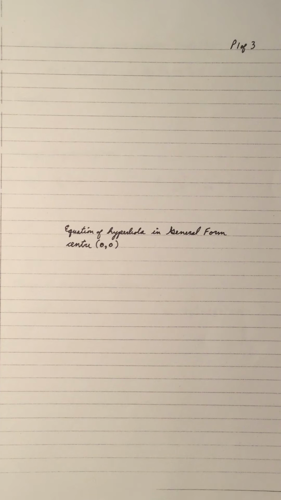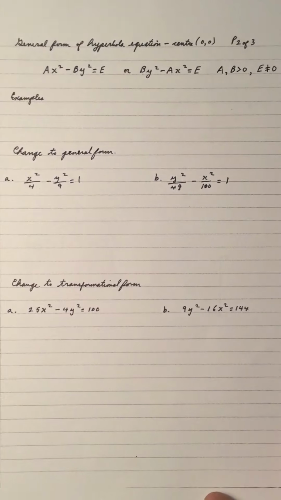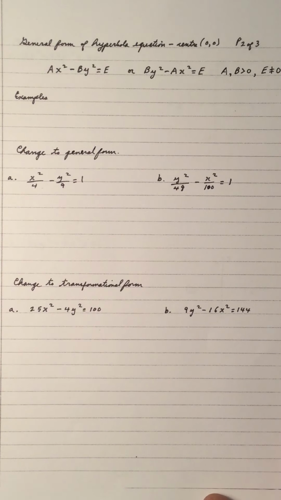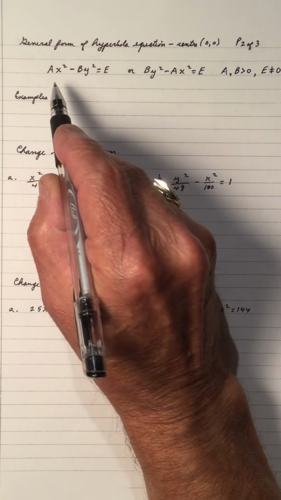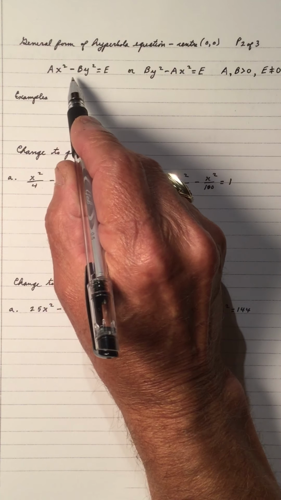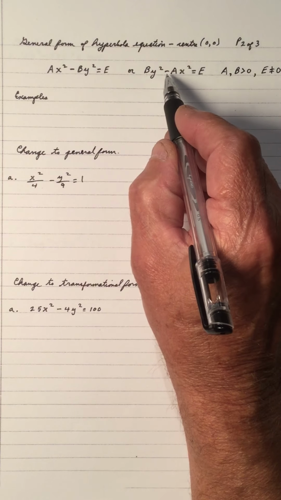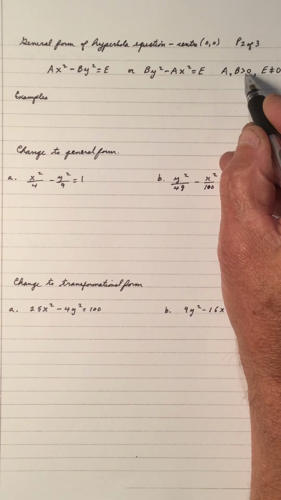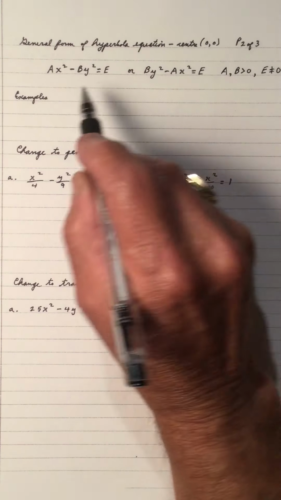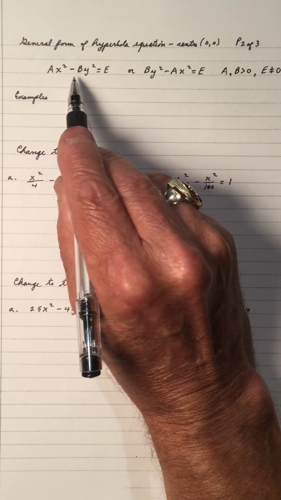Hi, and welcome to my video on the equation of a hyperbola in general form when the center is 0, 0. General form of a hyperbola equation with center 0, 0 is ax squared minus by squared equals e, or by squared minus ax squared equals e, where a and b are greater than 0 and e is not 0. So a and b are positive, but notice there's a negative on either the x squared or the y squared.